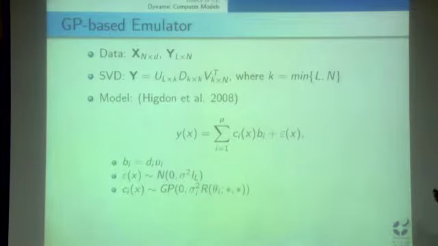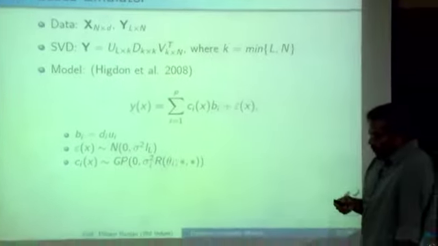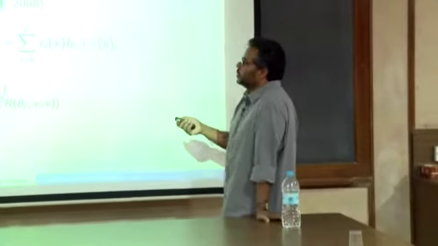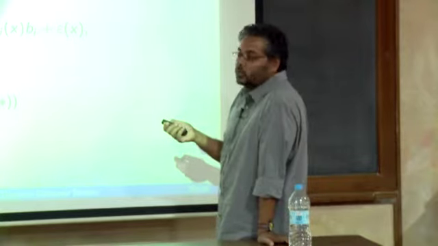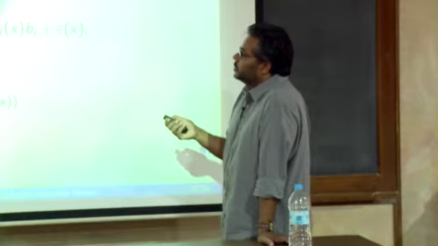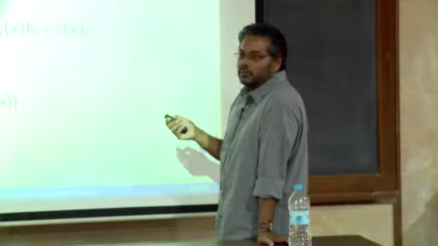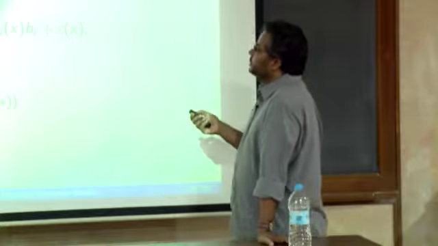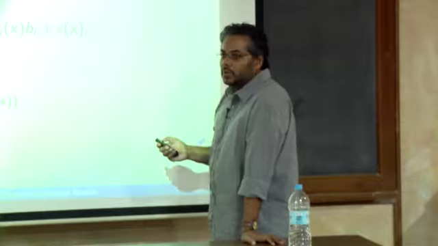Now, the idea: Higdon et al. worked on this. They proposed that I simply cannot do y equal to mu plus z(x), because y is a time series. So they said, let's look at this matrix y and do a singular value decomposition of it. This is a U matrix, a D diagonal matrix, and a V column matrix. These are all basis vector matrices, and D holds the singular values, where K is the minimum of the length of time and the number of observations.